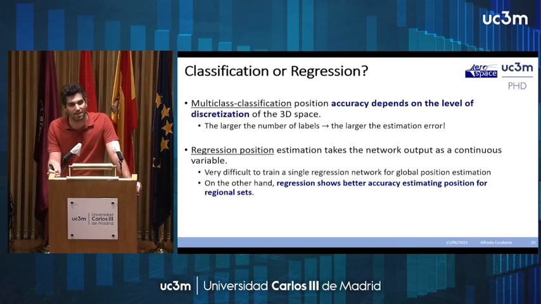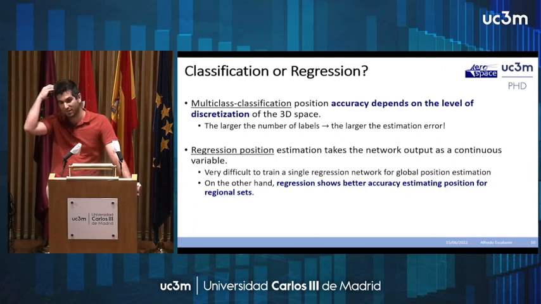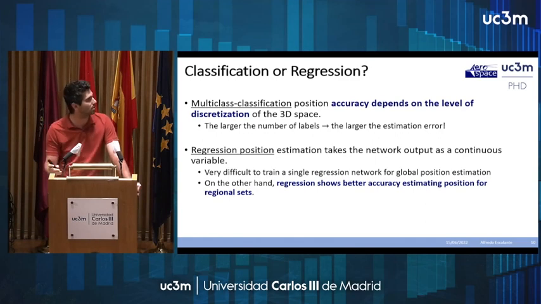Of course, the problem is that the level of accuracy of the classification directly depends on the level of discretization. The larger the number of labels, the larger the discretization, the larger the estimation error, because it's more difficult for the network to distinguish between those sectors. So we have a second approach, which is regression. The output is a continuous variable, which in this case is the 3 coordinates for the position and the 3 Euler angles.